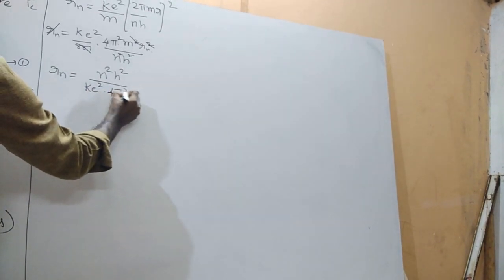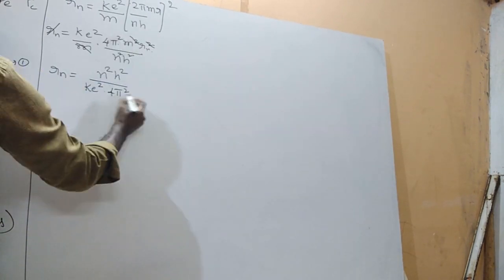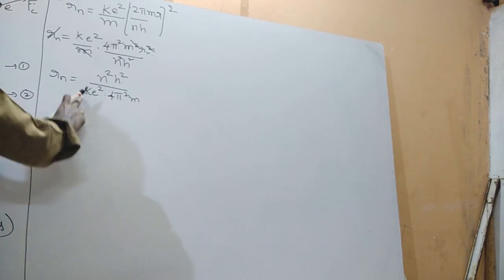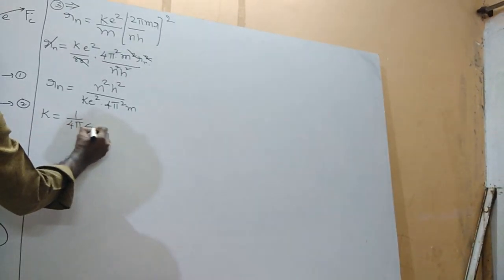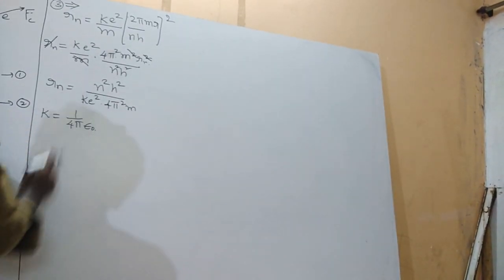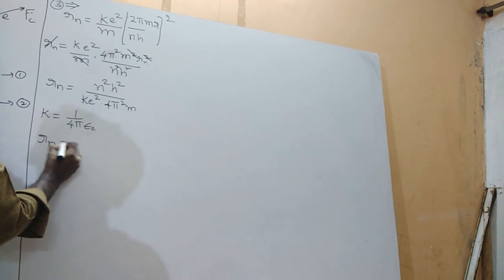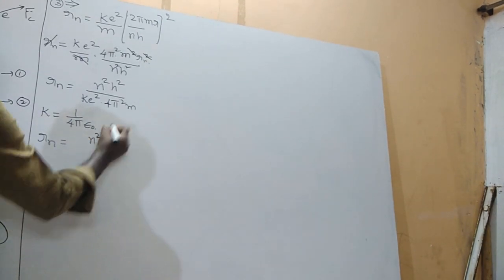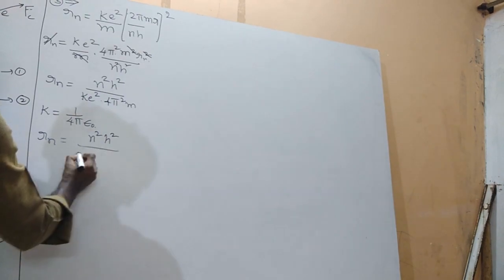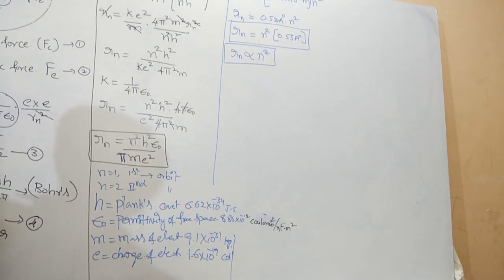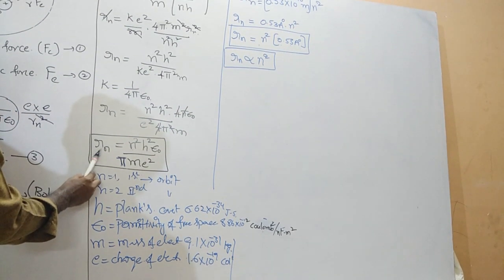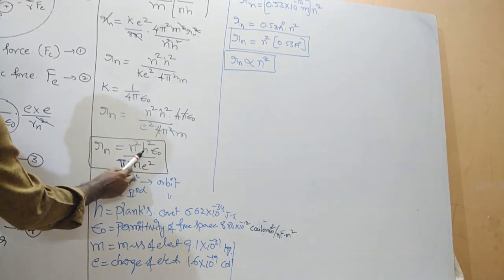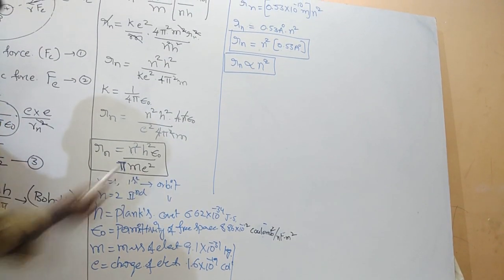4 pi square m is also available. Now we need to substitute the k value also. What is the k value? K is equal to 1 by 4 pi epsilon naught. So I am substituting the k value in this one. If we substitute these values, we will get the Rn value is equal to n square h square epsilon naught divided by pi m e square.